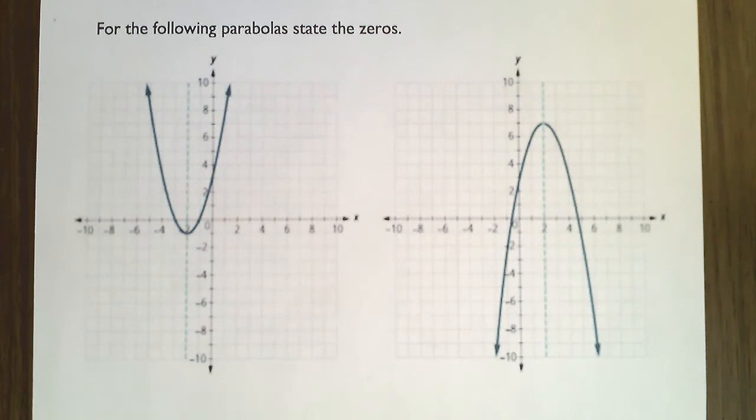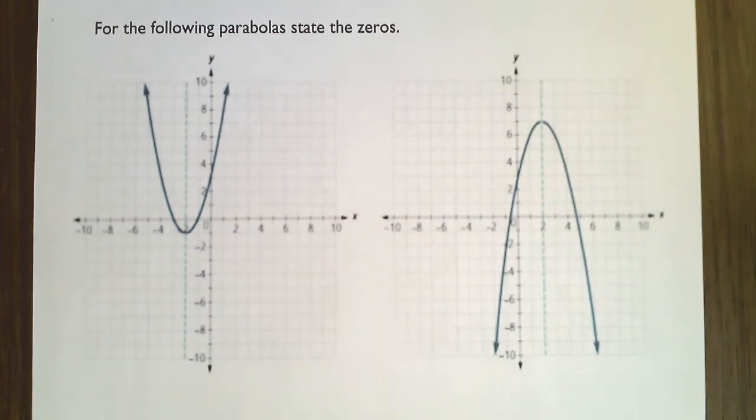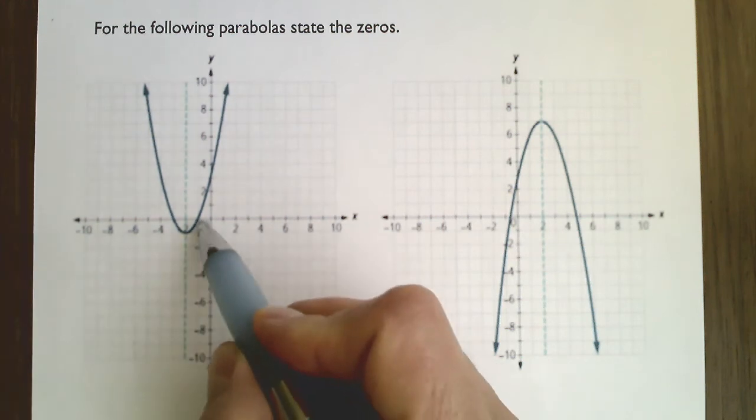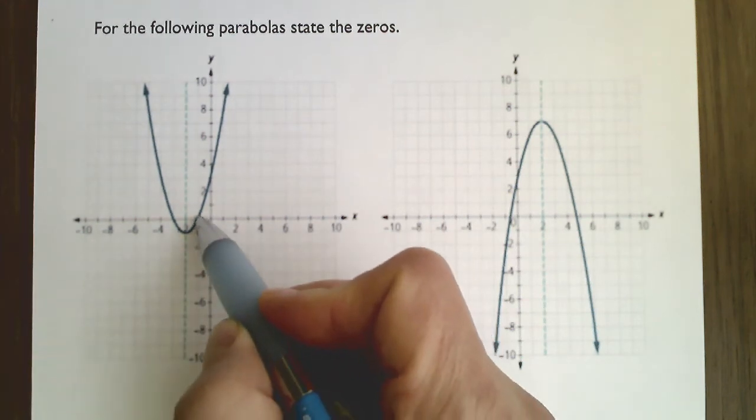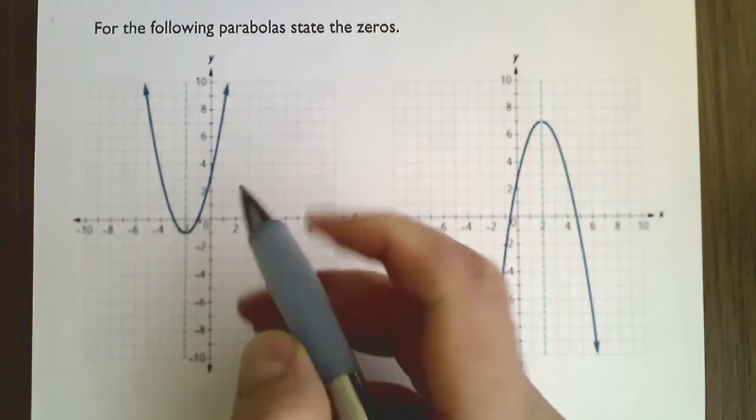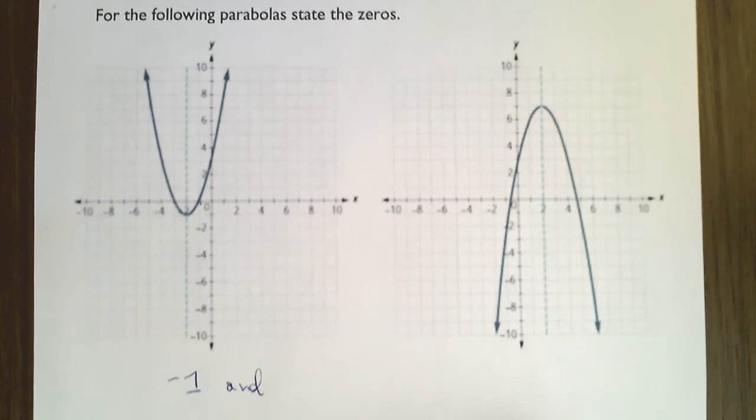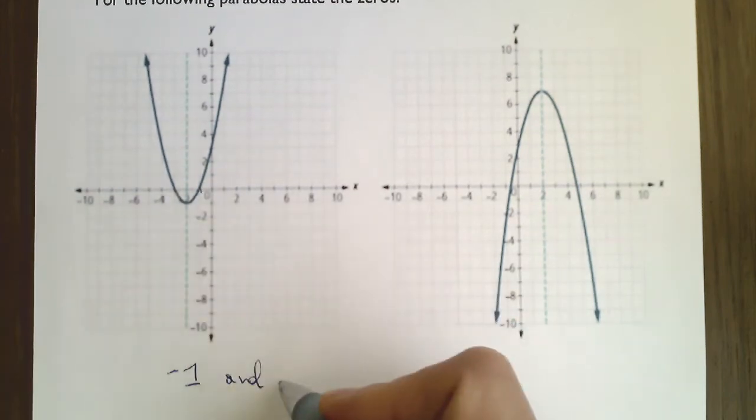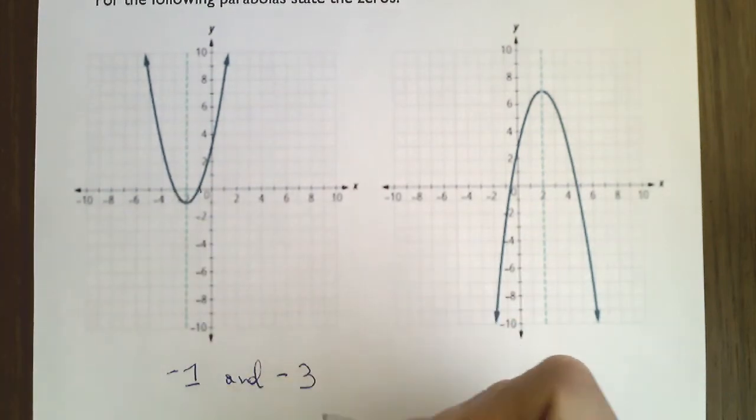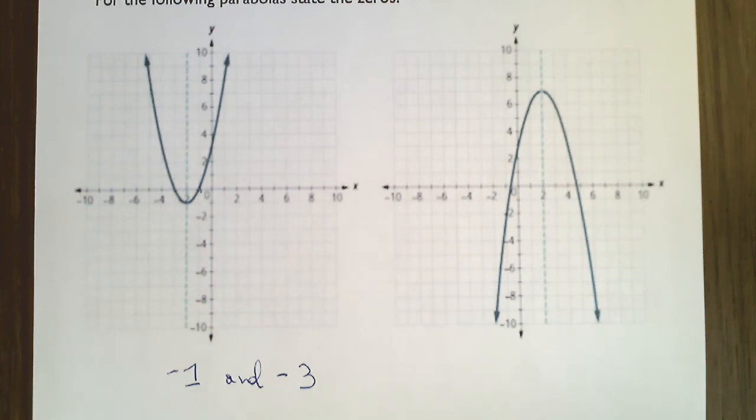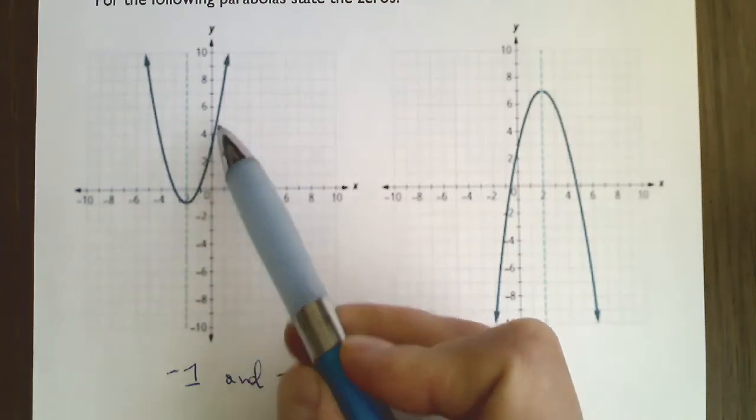Let's have a look at another type of example. For the following parabola, state the zeros. All right, so we are reading the zeros, x-intercepts, right from the graph. For this one, it's very straightforward. I see that the parabola crosses the x-axis at -1 and at -3. So I have 2 x-intercepts, 2 zeros. And it's very easy to read them right from the graph.